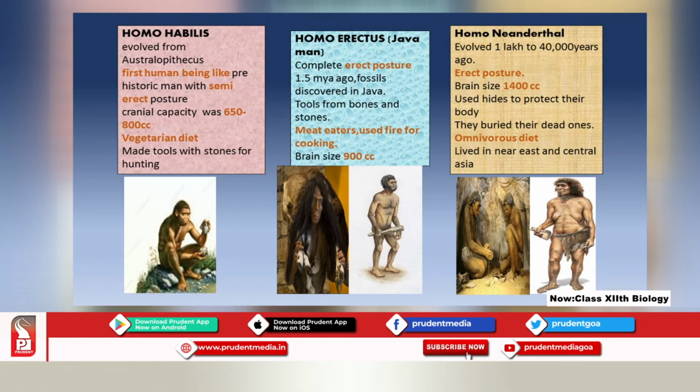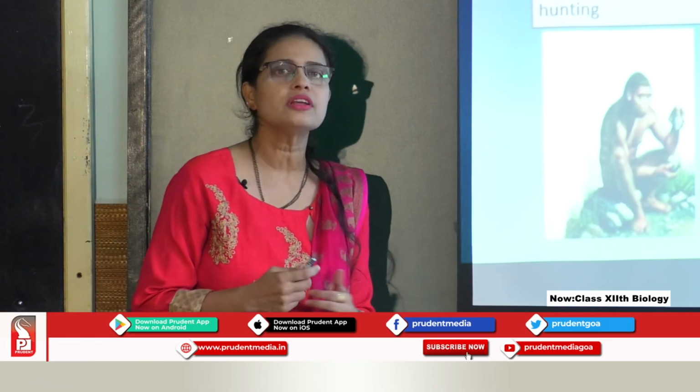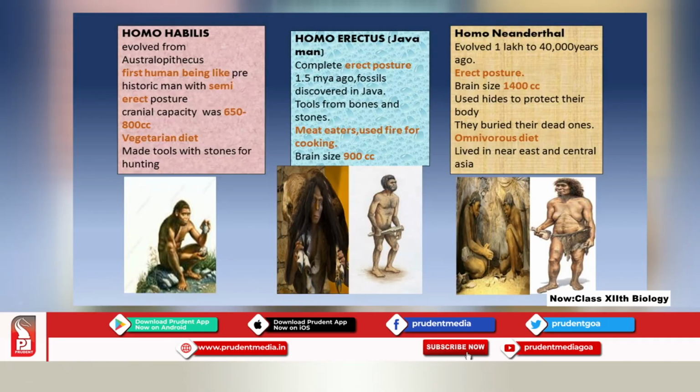1400 cubic centimeter. They covered their body; you can see in the picture, the body is covered with animal hides. They buried their dead ones. Looking at these two points, one thing is clear: some kind of religious practices had begun. Then they had an omnivorous diet and they lived in the Near East and Central Asia.